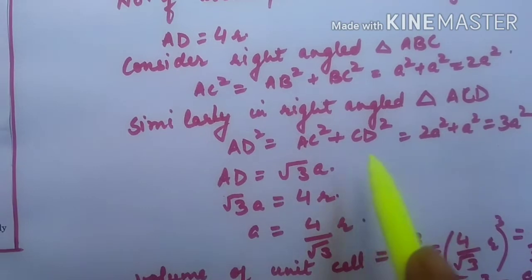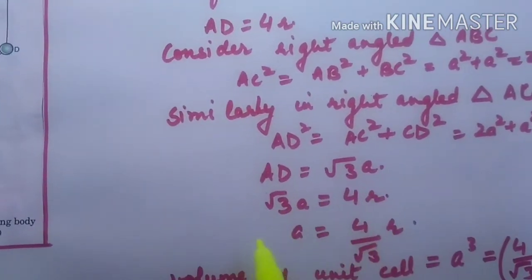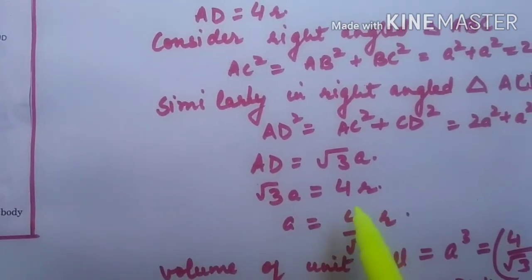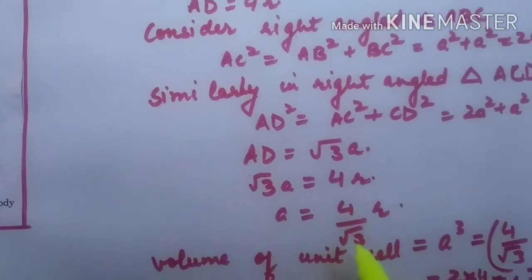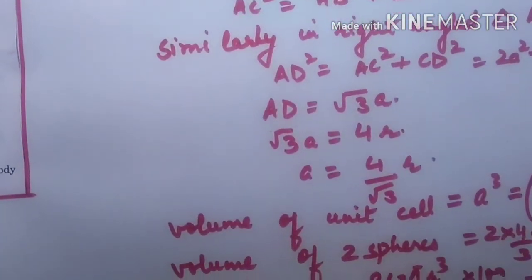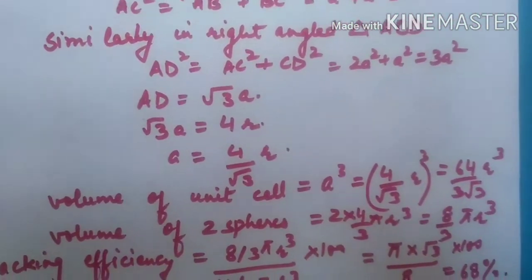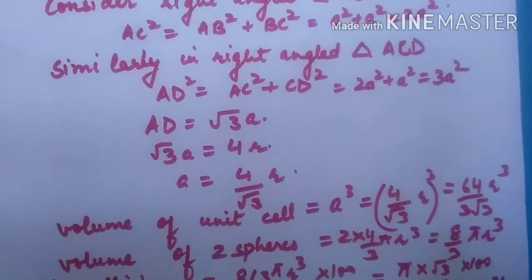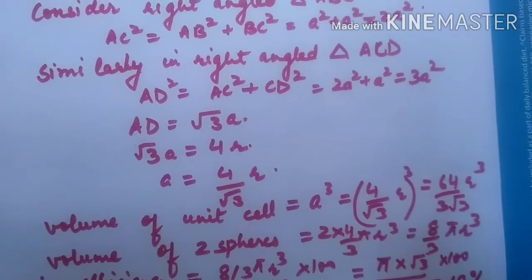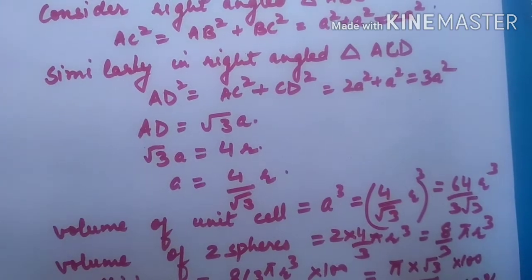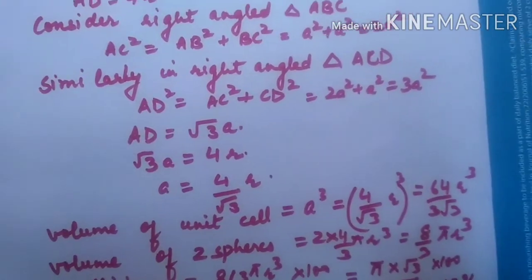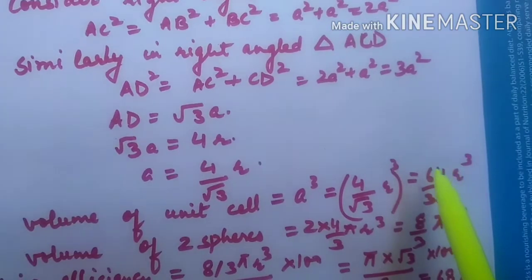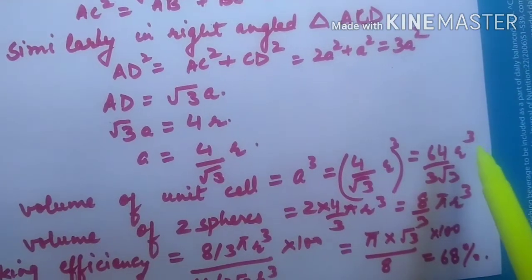AD is also equal to 4R. Equating these two, root 3 A is equal to 4R. So A is equal to 4 upon root 3 R. Now the volume of the unit cell is equal to A cube. So A is 4 by root 3 R, and A cube will be 4 by root 3 R, the whole cube. So 4 into 4 into 4, 64, upon root 3 into root 3 is 3, and another root 3, so 3 root 3. So we get 64 by 3 root 3 R cube.